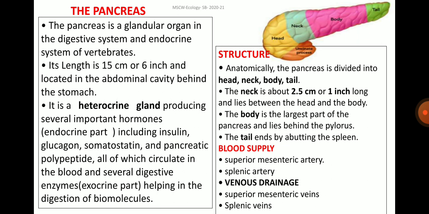Each lobule is drained by a tiny duct and these unite to form the main duct called the duct of Wirsung. This duct extends the whole length of the gland and opens into the duodenum at its midpoint. Fine. So just before entering the duodenum, the pancreatic duct, which is also called the main duct or duct of Wirsung, joins the bile duct to form the ampulla. Fine. So the duodenal opening of the ampulla is controlled by the sphincter of Oddi.